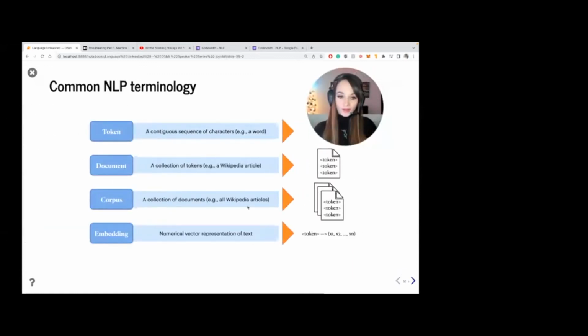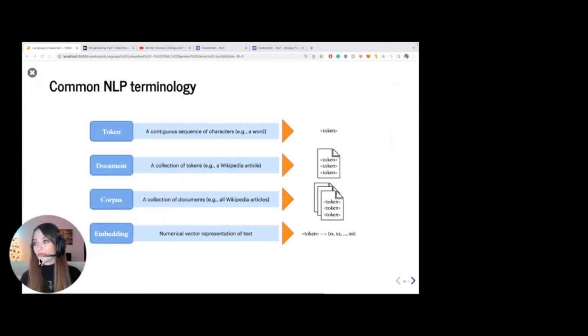So, just some common NLP terminology in case you want to impress your friends and family members at your next party. We have token, so a continuous sequence of characters. The most common example would just be a word, but we could also have emoji or punctuation, etc. We have documents. So a document is just a collection of tokens. So for example, a Wikipedia article would be a document in our data set. Then a corpus is a collection of documents. So for example, all Wikipedia articles.